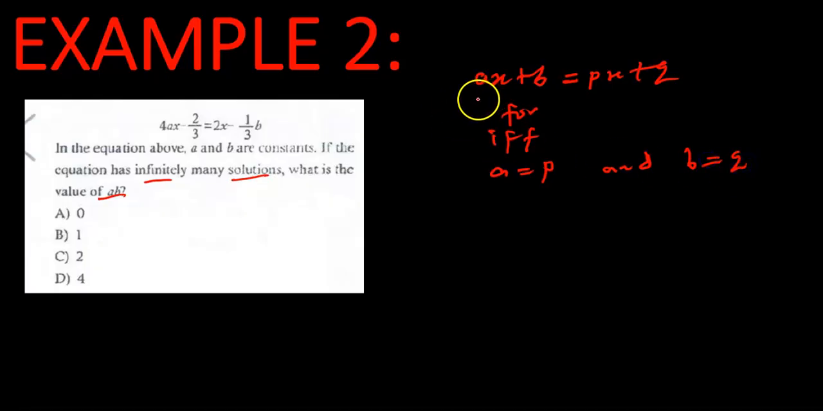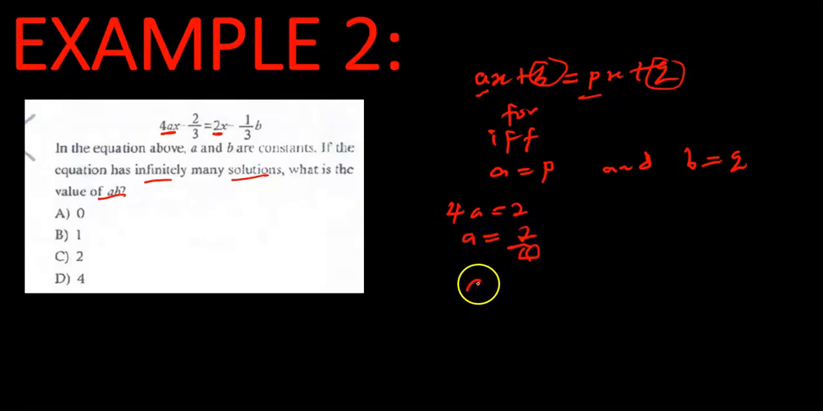Now the coefficient of x on the left must be equal to the coefficient of x on the right, and the constant on the left must be equal to the constant on the right. So look at this case now. What's our coefficient of x on the right? The coefficient of x on the left here is 4a. The coefficient of x on the right here is 2. So 4a equals 2. From here, I have a equals 2 over 4, and a equals half.